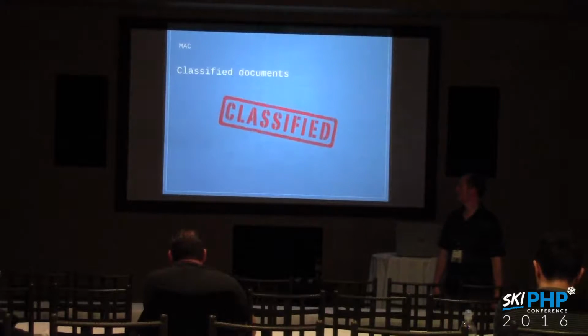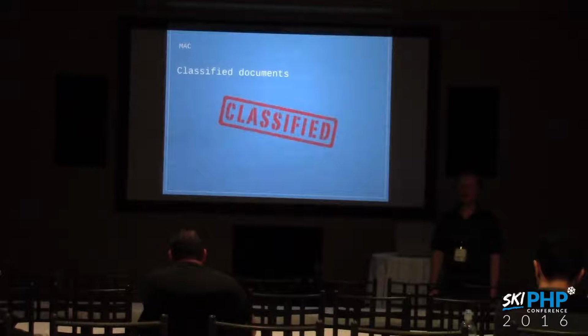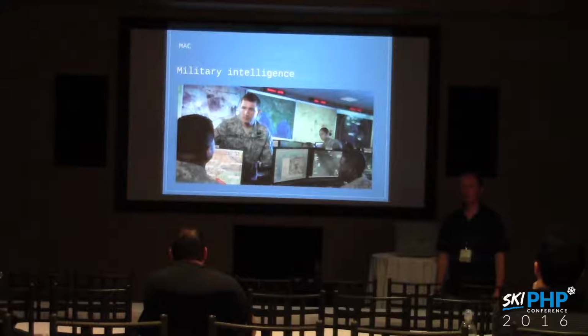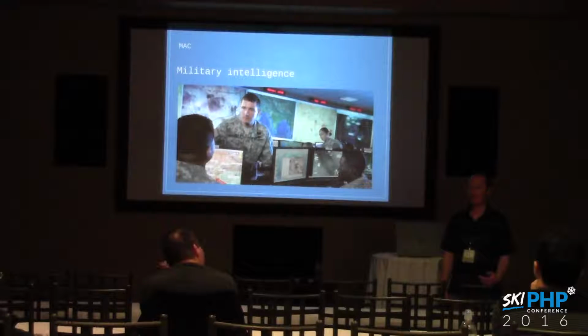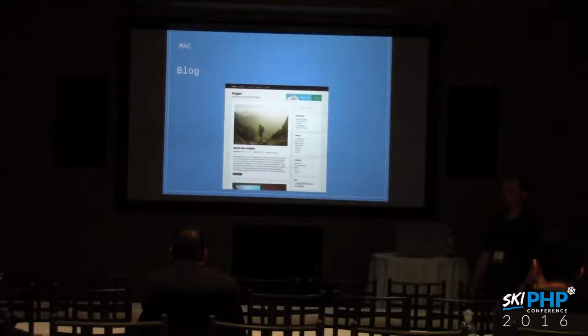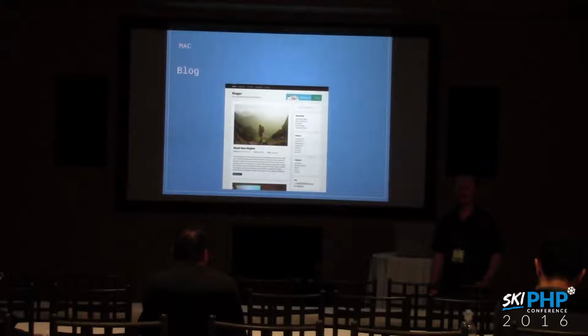So mandatory. This is going to be the one that you think of the military, you're going to hit mandatory. Classified documents. You have to have top secret clearance in order to access documents. You can read down and write up, that philosophy. Military intelligence would be another example where, if you only have low-level access, you can't see anything that's above you. You can only see at your level and down.